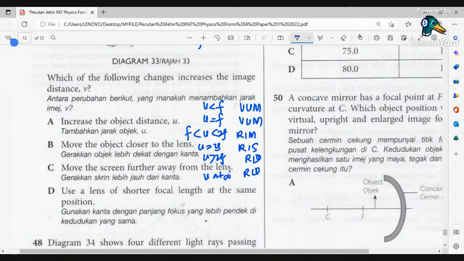Okay. You tengok size object. Dari U less than F, bigger, bigger, bigger, same size, smaller. Maksudnya size decrease. Height of image decrease when U increase. Okay, kalau you nak increase dia punya image distance, magnification, V over U equals to HI over HO. If you want to increase V, maksudnya you kena increasekan dia punya magnification, dia kena besar. Okay.